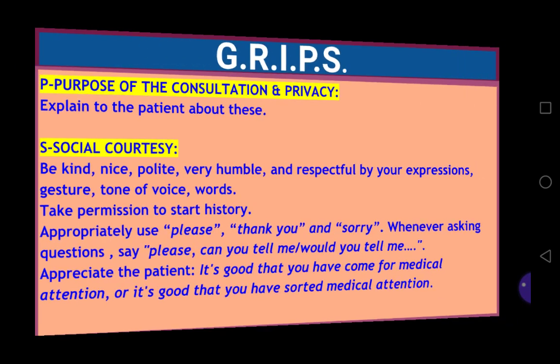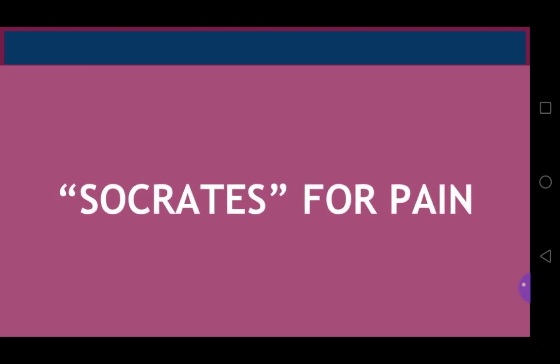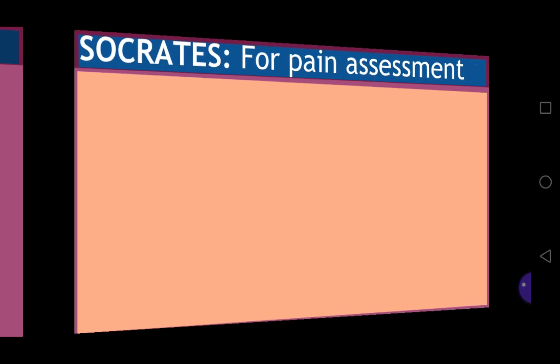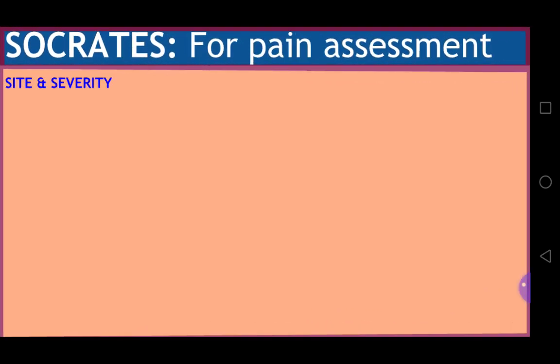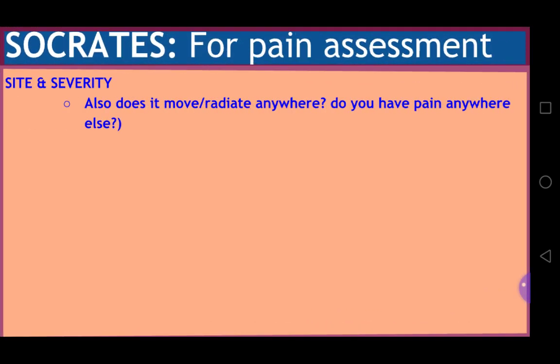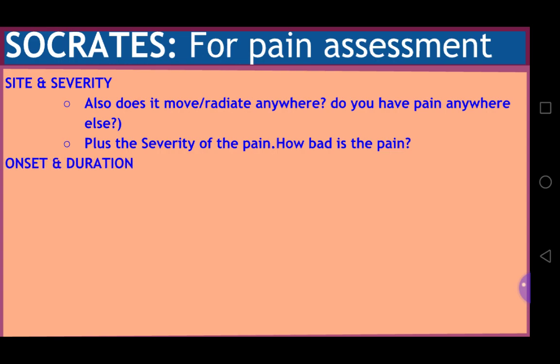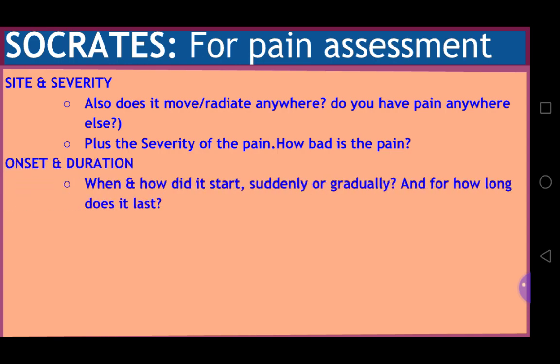Another mnemonic is SOCRATES for pain, to explore pain. For pain assessment, you need to use SOCRATES. S is for site and severity of pain. And along with asking about site, ask does it move or radiate anywhere? Do you have pain anywhere else? About severity, you need to ask how bad is the pain. Then about onset and duration, O stands for onset, and I have included duration in it as well. When and how did it start, suddenly or gradually, and for how long does it last?